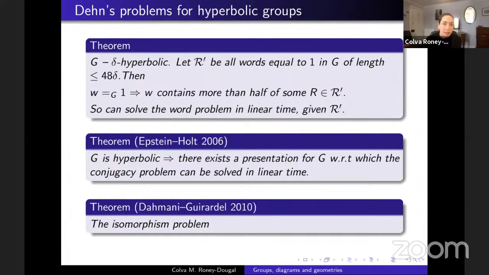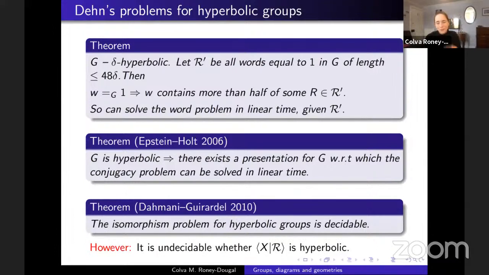And much more recently, Dahmani and Guirardel proved in 2010 that the isomorphism problem for hyperbolic groups, that was the third of Dehn's problems, is decidable. Not quickly, but it is decidable. But it's undecidable whether or not a group is hyperbolic. So we have a bit of an issue there.